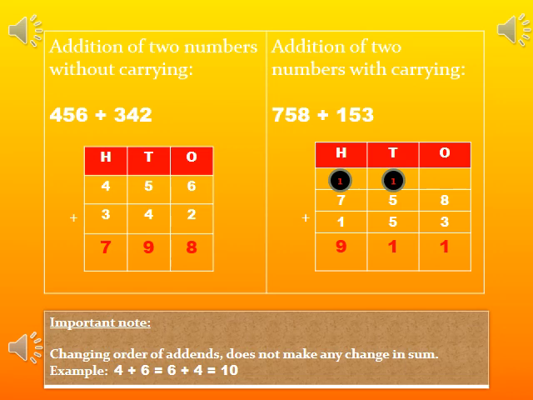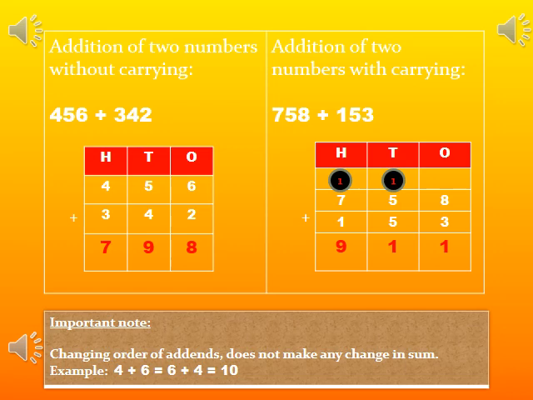Now add ones place. 6 plus 2 will be 8. Now tens place. 5 plus 4 will be 9. Now add hundreds place. 4 plus 3 will be 7. So after addition, we will get 456 plus 342 is equals to 798. Next, addition of two numbers with carrying.